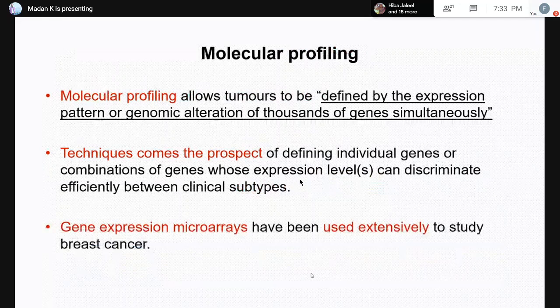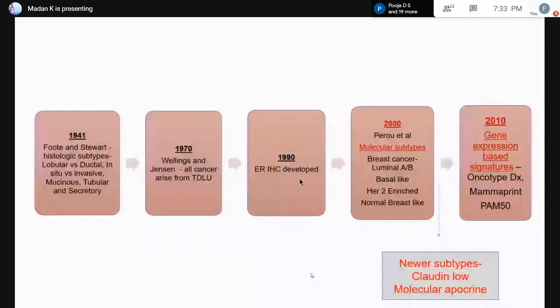So this is where molecular profiling comes into the picture. Molecular profiling allows tumors to be defined by the expression pattern or genomic alteration of thousands of genes simultaneously. So the technique comes with the prospect of defining individual genes or a combination of a set of genes whose expression level can discriminate efficiently between the clinical subtypes. Recently, gene expression microarray has been used extensively to study the tumor subtypes.